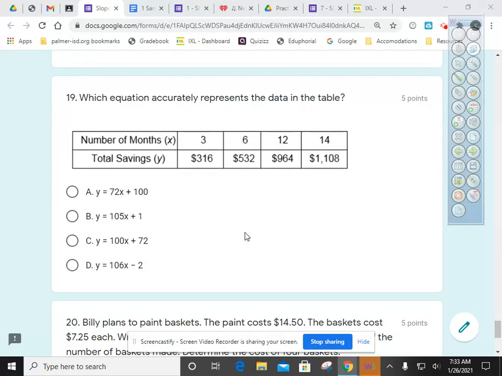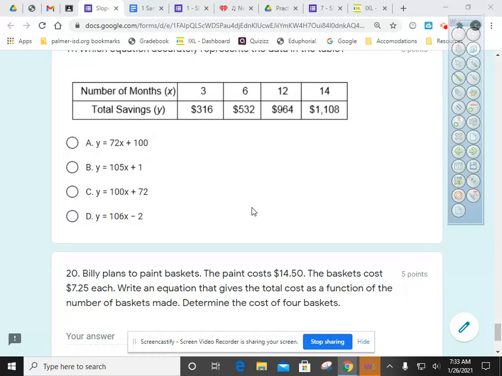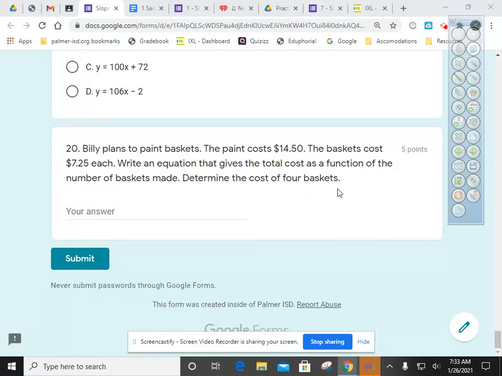Number 19, which equation accurately represents the data in the table? They're just like the other ones. You're just going to fill them in. Number of months is X. Total savings is Y. A, Y equals 72X plus 100. B, Y equals 105X plus 1. C, Y equals 100X plus 72. D, Y equals 106X minus 2. Just fill in the numbers for X and Y and see which one matches.